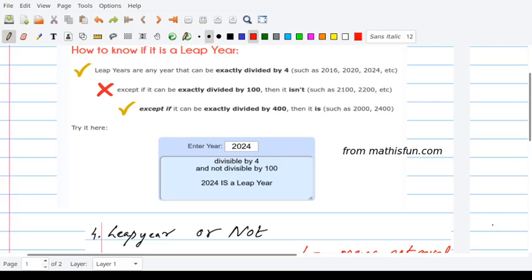Welcome to the course on computer programming. In this video, we will be discussing writing a program to find out whether a given year is a leap year or not. So how do you know if a given year is a leap year?